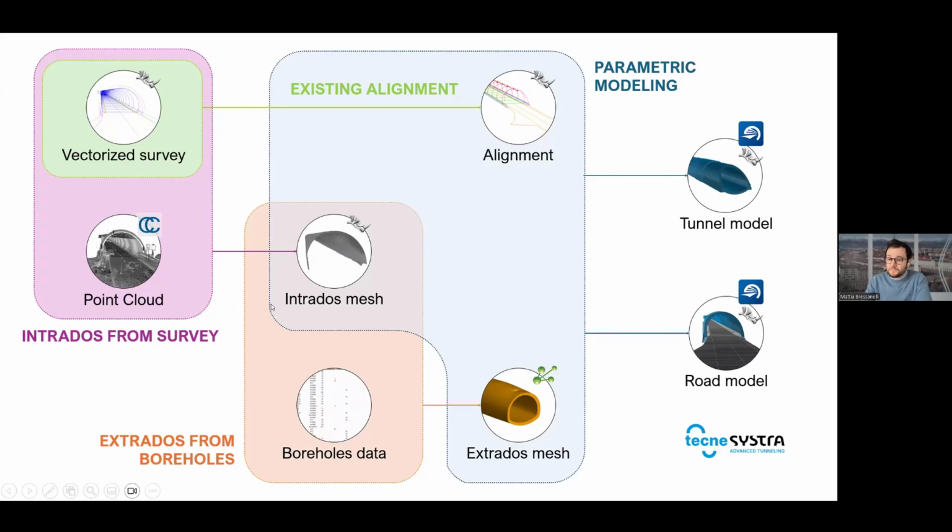But at the moment that is done in Leapfrog. And then we also have from the vector survey the information about the road, so the different lines and sidewalk characteristic lines, and we can use them in Grasshopper to rebuild the surface of the road, which is then cut with the intrados of the tunnel as well.